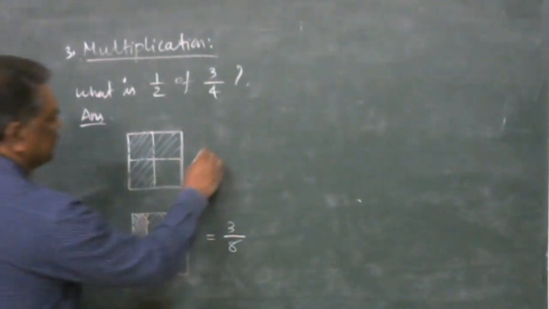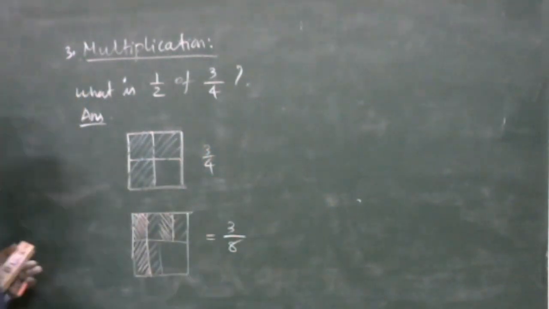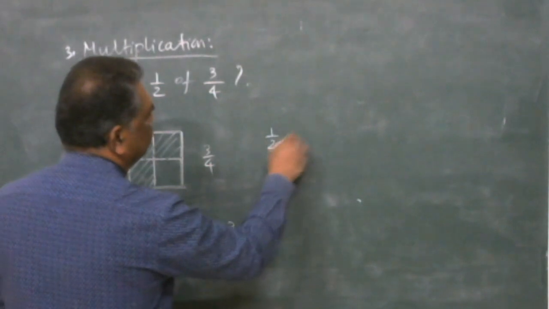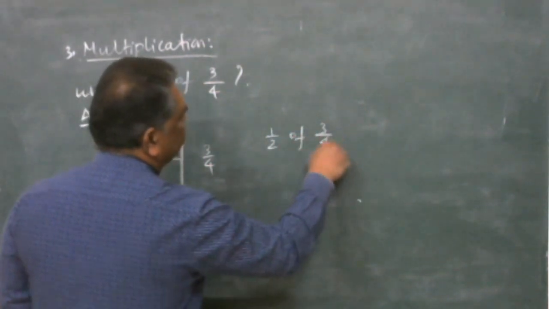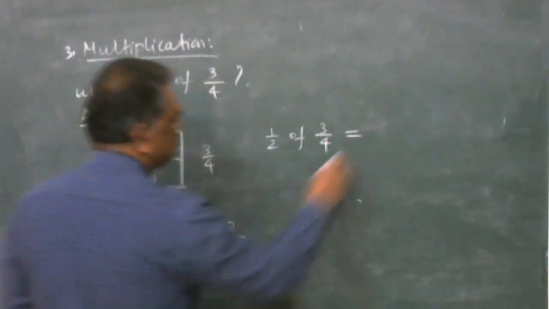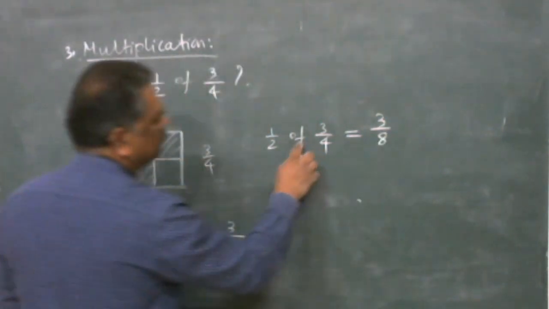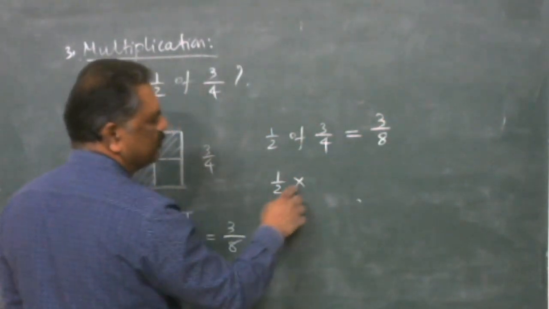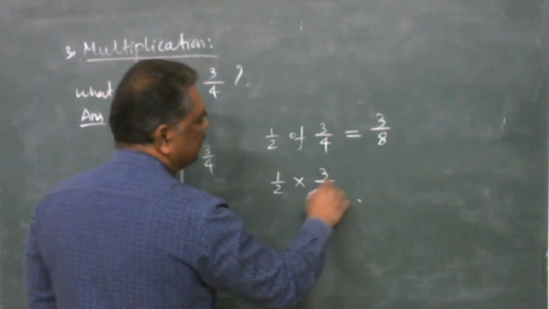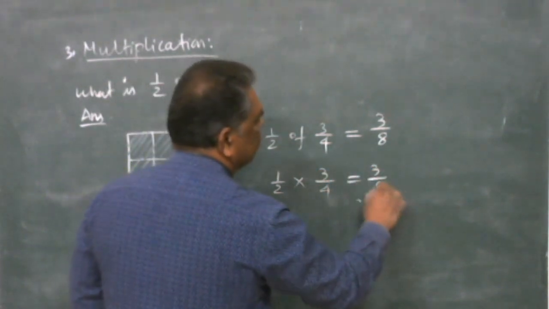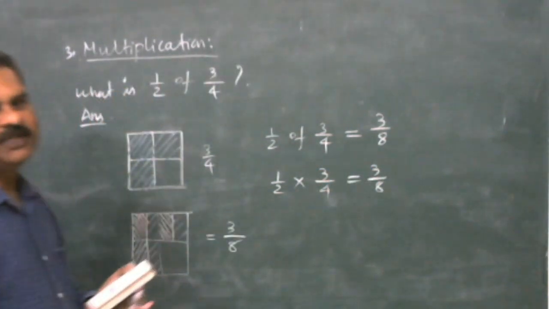So this is actually 3 by 4. In that, half I have taken. So how do you write that? Half of 3 by 4 is equal to 3 by 8. So half is one type of multiplication, in symbols 1 by 2 into 3 by 4, which is equal to 3 by 8. So just observe this example.